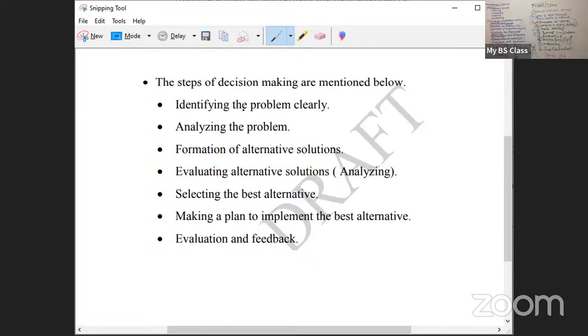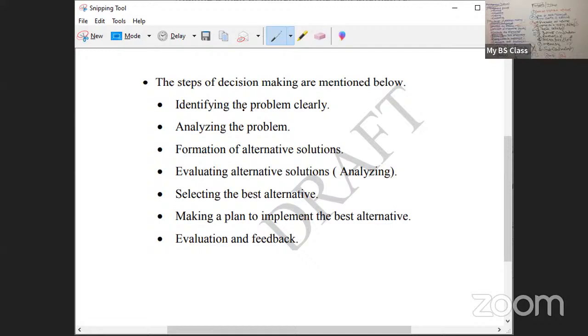Step number 3, to tell you guys, these steps were asked in the exam.